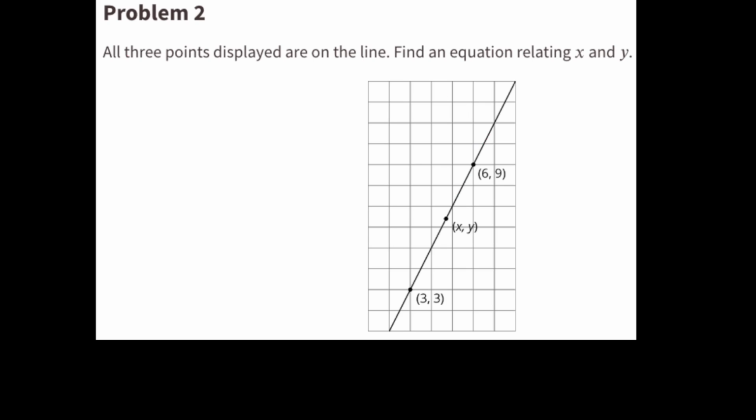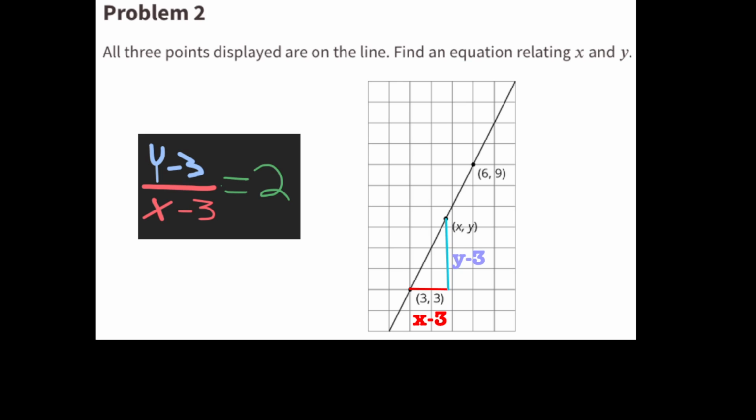So for this one, if I write my equation, my change in y would be y minus 3, and my change in x would be x minus 3. Again, I'm using this ordered pair to get to this new point. So you're saying this horizontal length is x minus 3, the vertical length is y minus 3. But it has to equal 2 because our slope is 2. So make sure you're saying, again, your slope is 2.